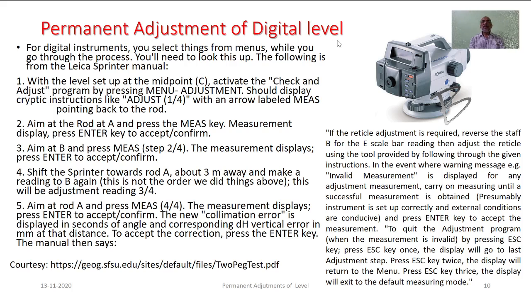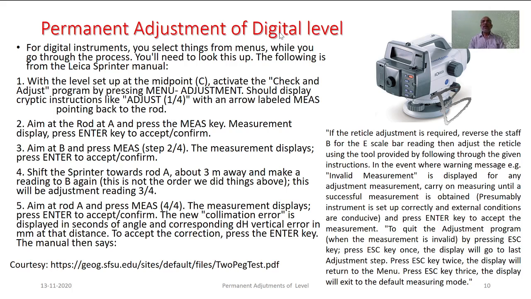Now, in the case of a digital level, we have to follow the manual instructions. Here we are referring to the Leica Sprinter manual. Just see the steps as they have given. The first step tells us, with the level set up at the midpoint, activate the check and adjust program by pressing menu, adjustment. It should display a cryptic instruction like adjust 1/4 with an arrow labeled measure pointing back to the rod.